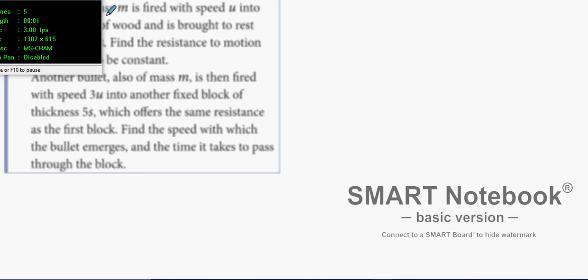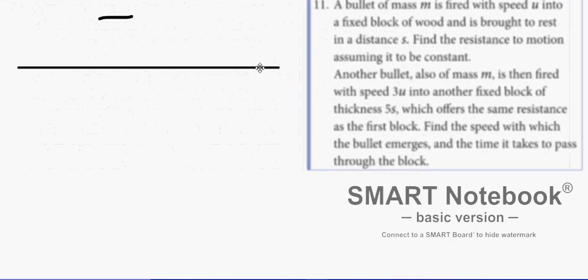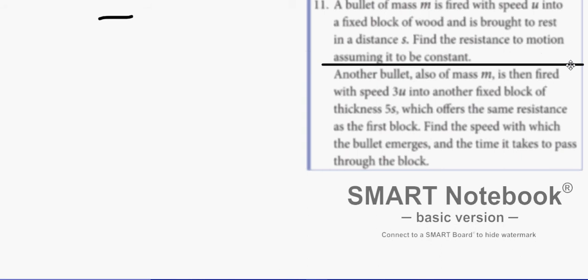So what we have here is a bullet of mass m. It's fired with its speed u onto a fixed block of wood and is brought to rest in a distance s. Find the resistance to motion, assuming it to be constant. Okay, so the first question seems to stop here. We'll just transfer this over here, and we can resist motion.